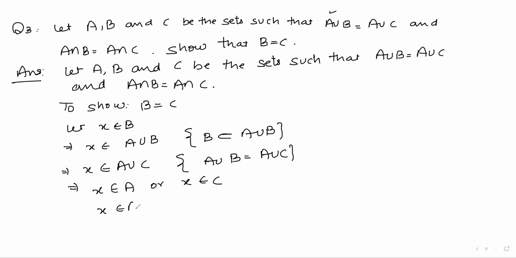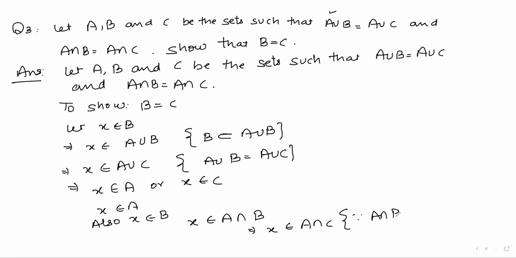Now, X belongs to A. Also, X belongs to B. So X belongs to A intersection B. This means X belongs to A intersection C. So A intersection B is equal to A intersection C. So please note down this. I will again explain to you from the beginning.